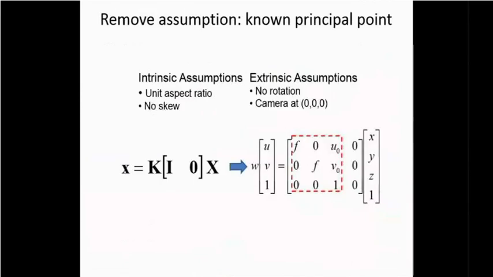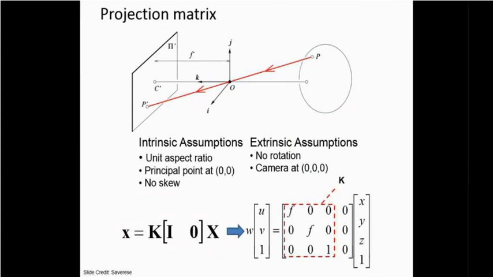OK, so let's start with a really simple model. Let's assume first that the principal point is at the center of the image, and we're going to just say that the center of the image coordinate is 0, 0. Then we're going to assume that the camera is already in world coordinates, so we don't really need a separate coordinate system for the world and the camera. We're just going to say that the center of the camera is at 0, 0, 0, and the camera is looking straight down the z-axis.